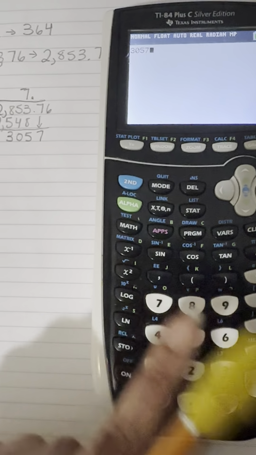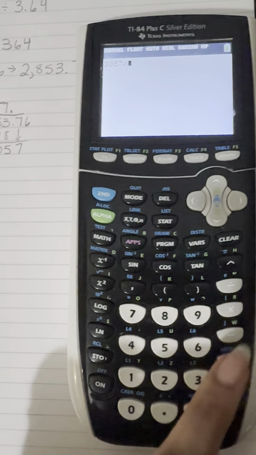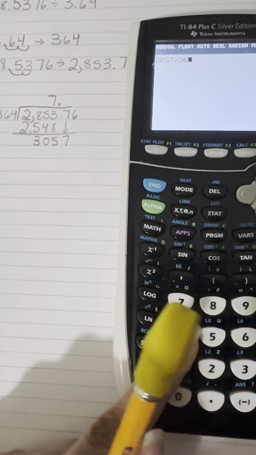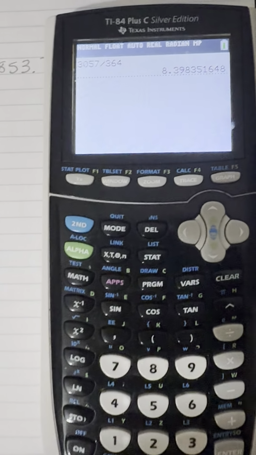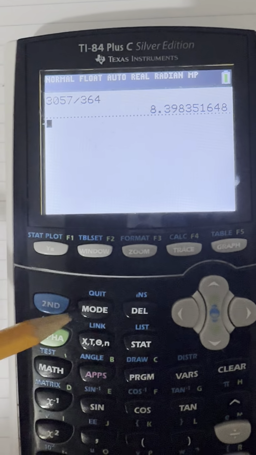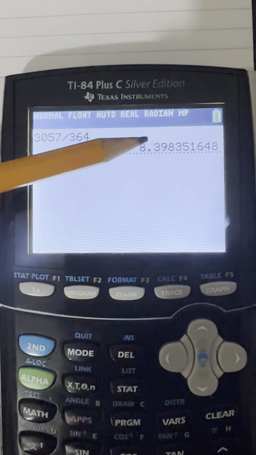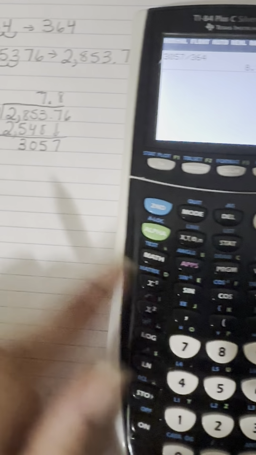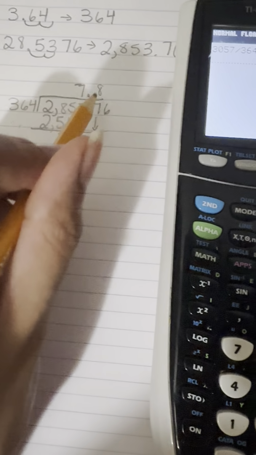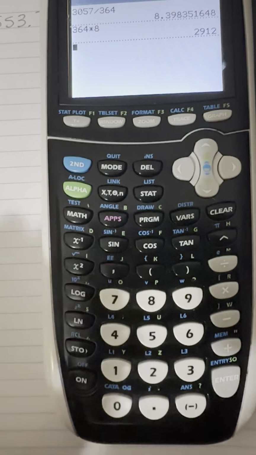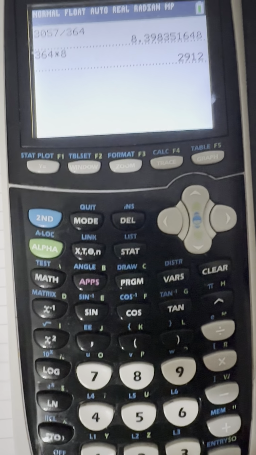3,057 divided by 364. And that gives us 8.39. Is 8.39 closer to 8 or is it closer to 9? It's closer to 8, right? So we're going to put this 8 here. And we're going to multiply 364 times 8. That gives us 2,912.